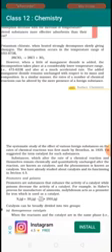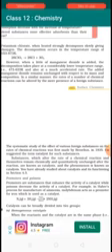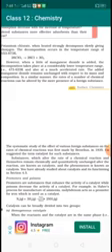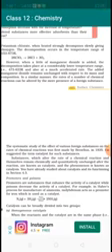Let us see the equation: N2 plus 3H2, with iron and molybdenum, gives ammonia gas. Here the iron is the catalyst and molybdenum is a promoter of that. The catalytic function of the iron is increased due to the presence of molybdenum. Such a substance we call a promoter.